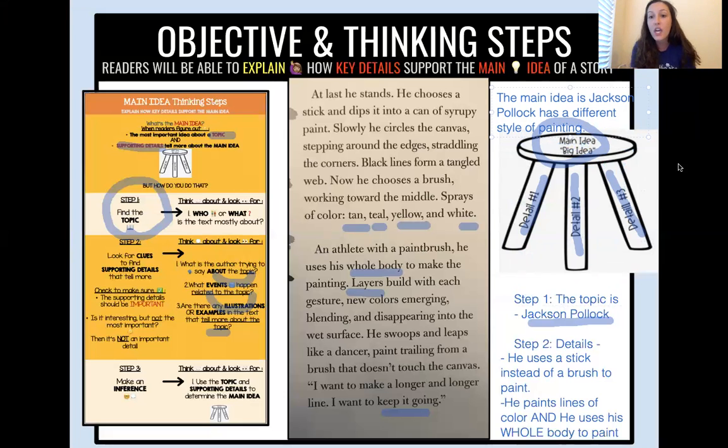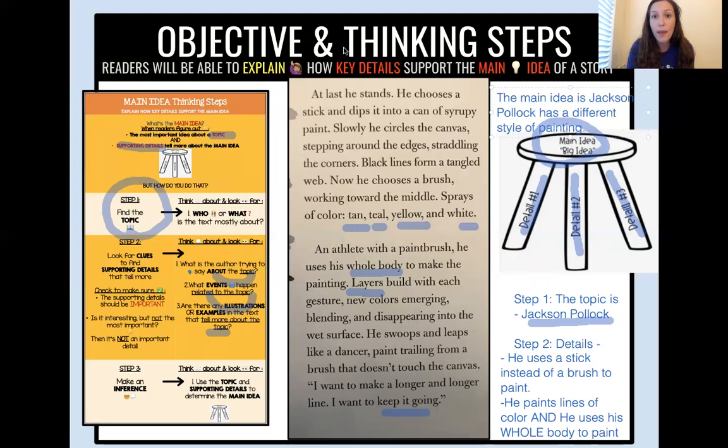To prove it, we can go back and look at those supporting details. His style of painting is different because he uses a stick instead of a brush, he paints lines of color instead of regular pictures, and he uses his whole body. Those are all things that we found in the text to find and infer our main idea, and because we inferred it, we can use these details to show our thinking. Because like I said before, never in the text does it say, this is the main idea. That's why we have to practice using our steps to find it.